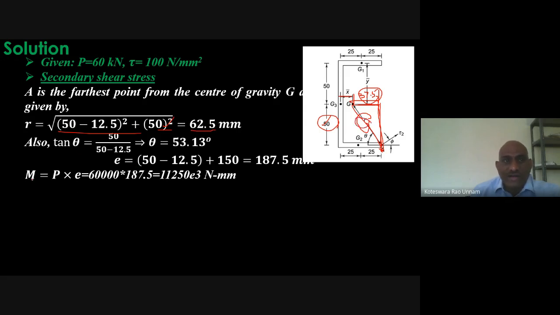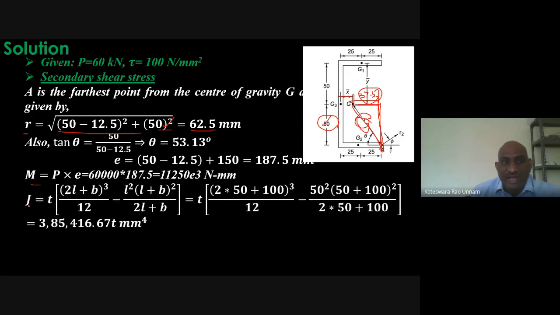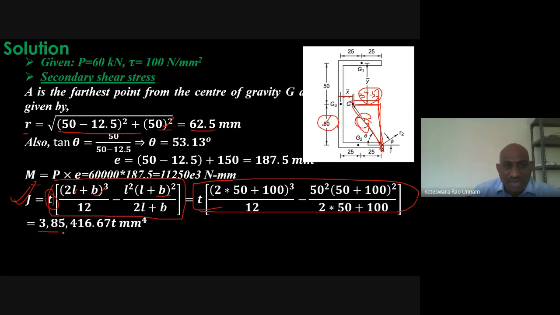Now I know M, I know R. Next I need to compute the J value. As I already showed you, from the data book I have to take this figure and this formula. I picked that formula here. In this formula we know L and B. L is 50, B is 100, and T is unknown, so I get the value of J in terms of T. If I substitute the data and compute it, I got J as 385,416.67 into T mm power 4.